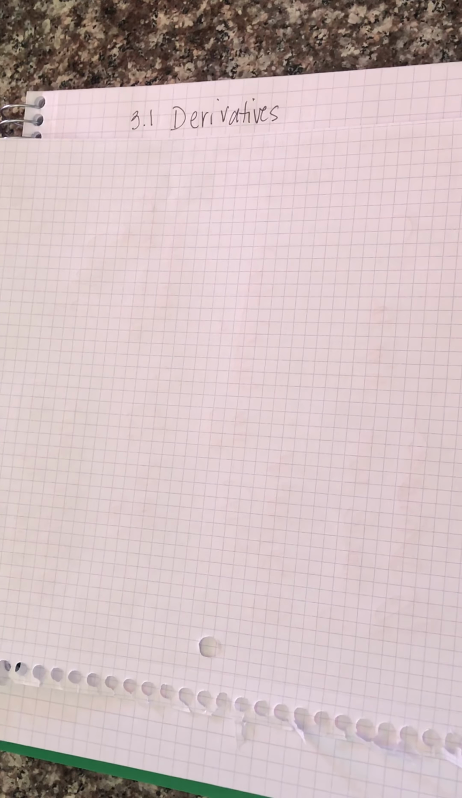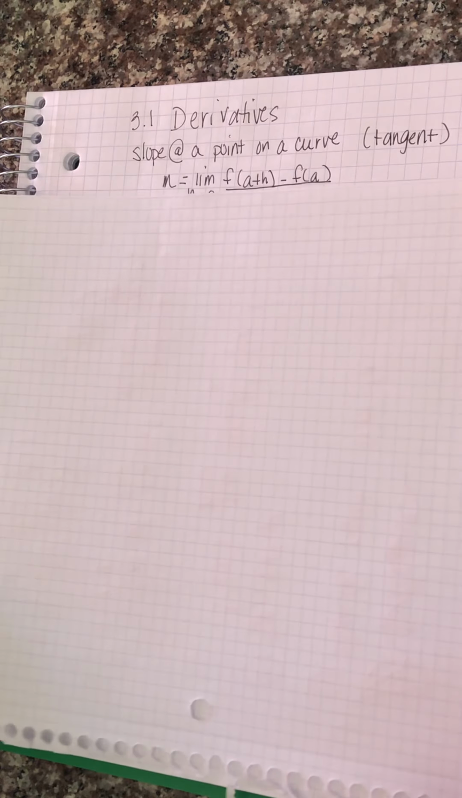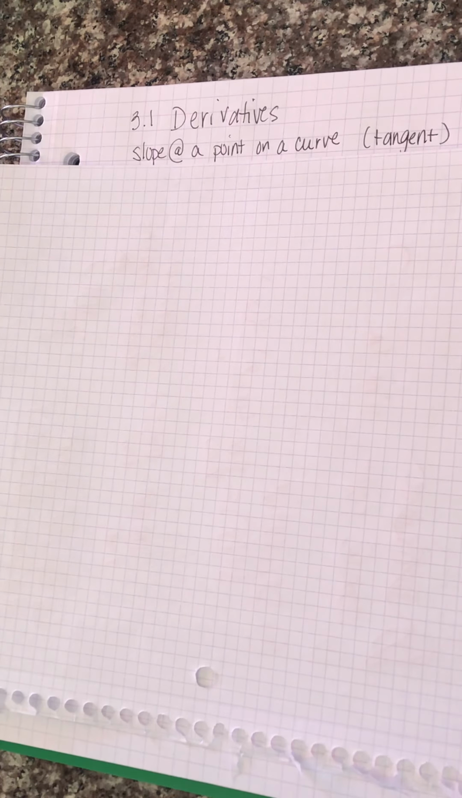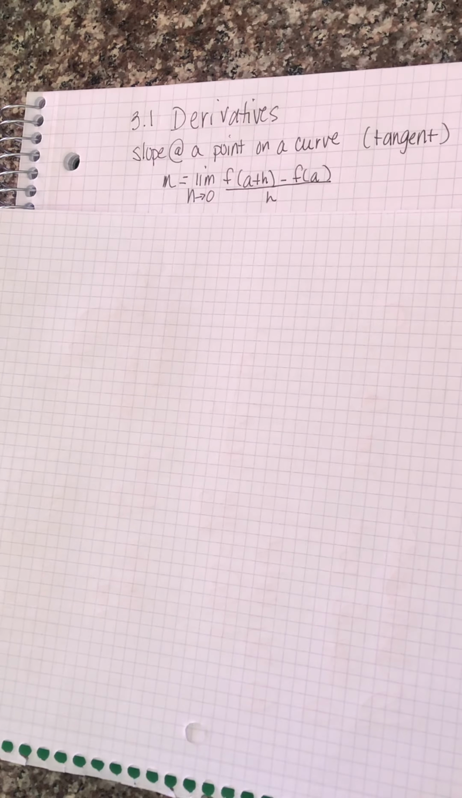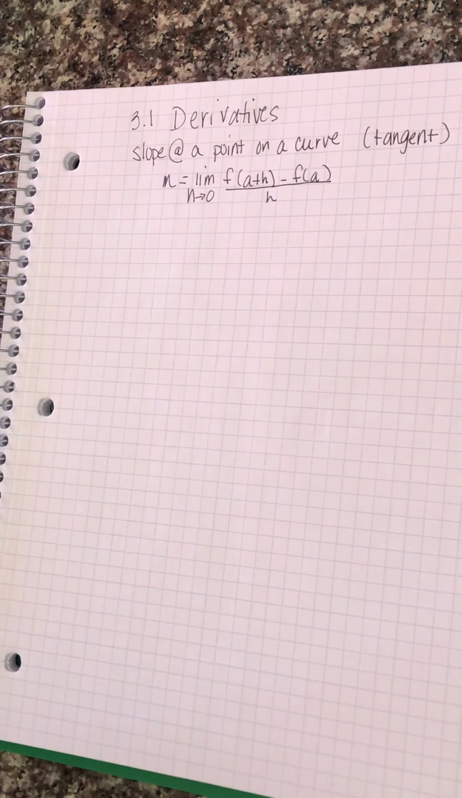Today we're going to start talking about derivatives, which are the most fundamental of topics in calculus. You've already done derivatives, you've just called them by a different name. So we're going to start with the slope at a point on a curve, which is the tangent line, known as m. m is equal to the limit as h approaches 0 of f of a plus h minus f of a, all over h. So you were doing this in the last section, no problem.